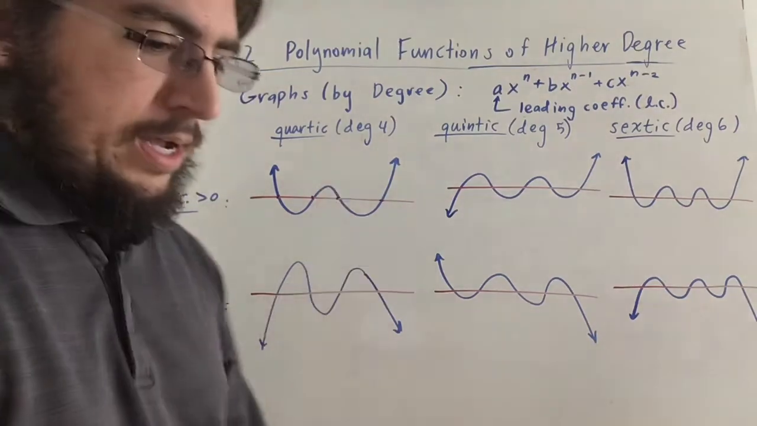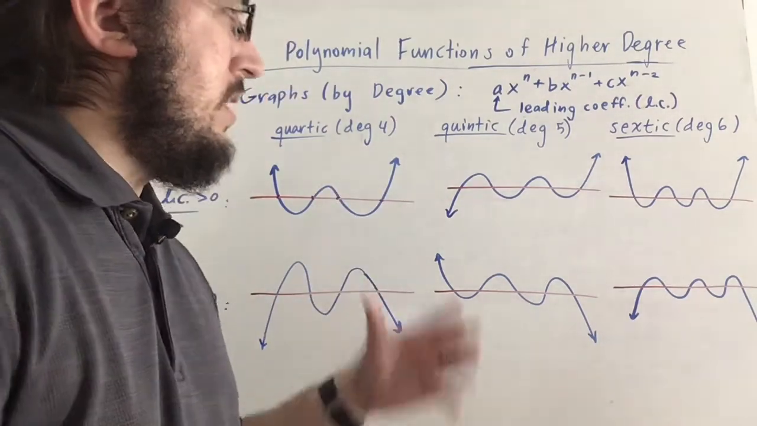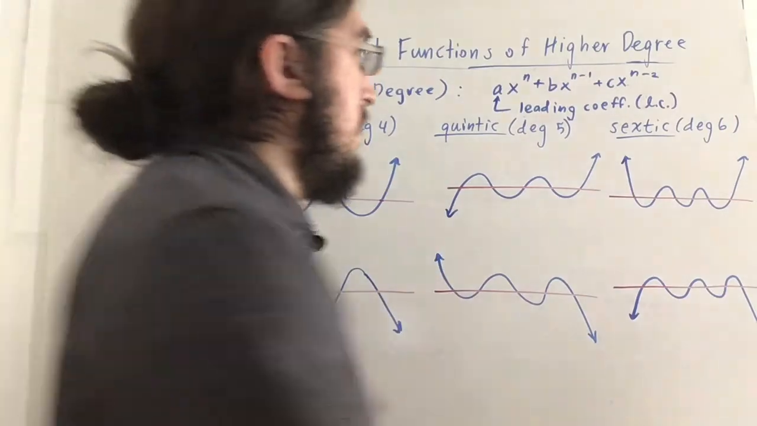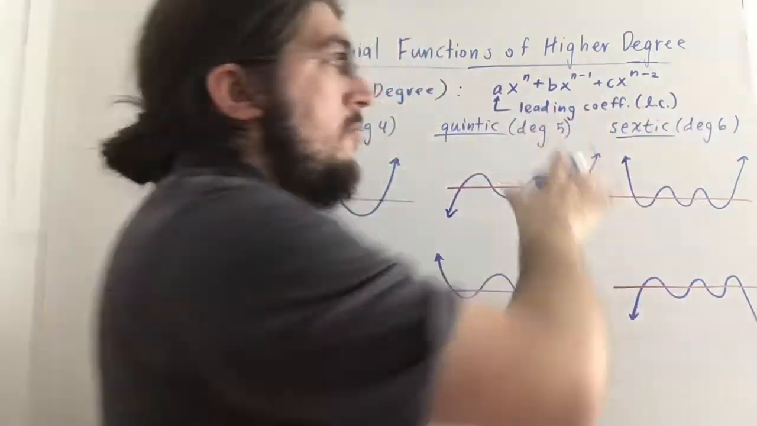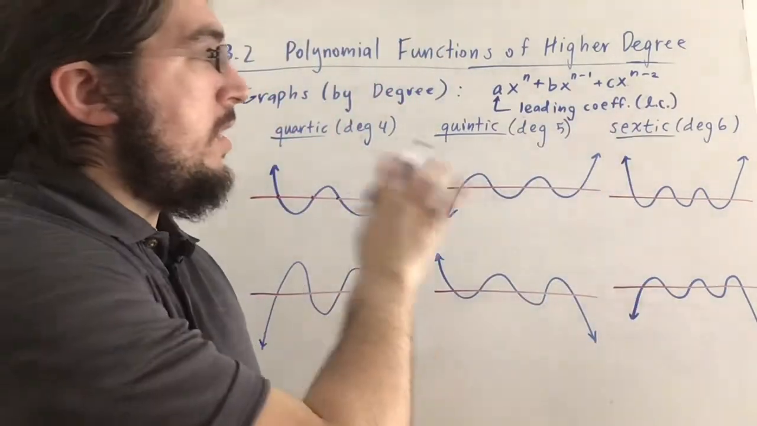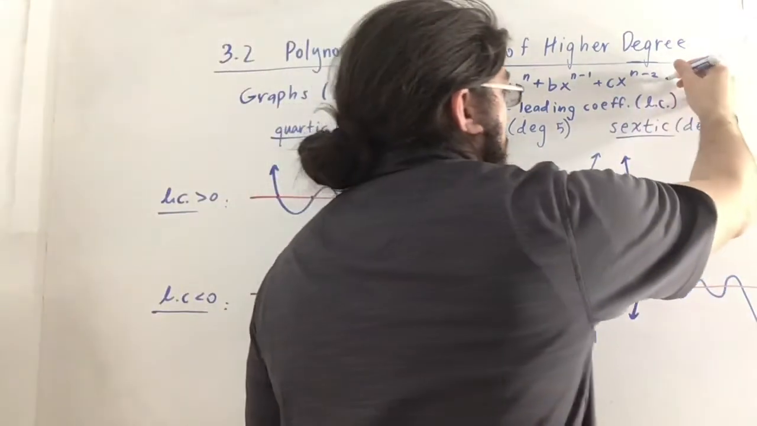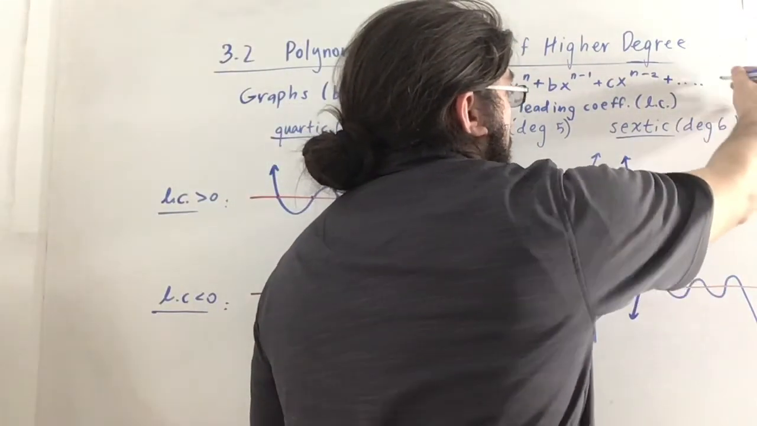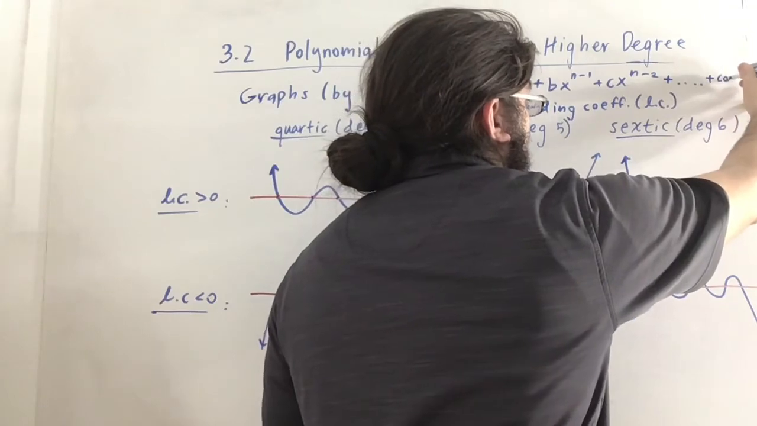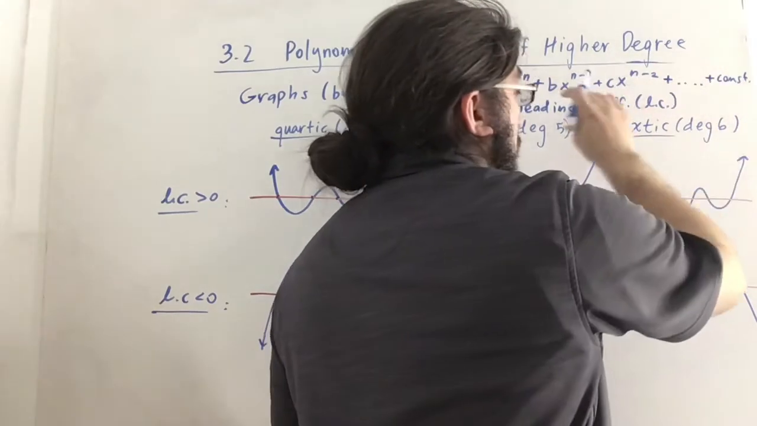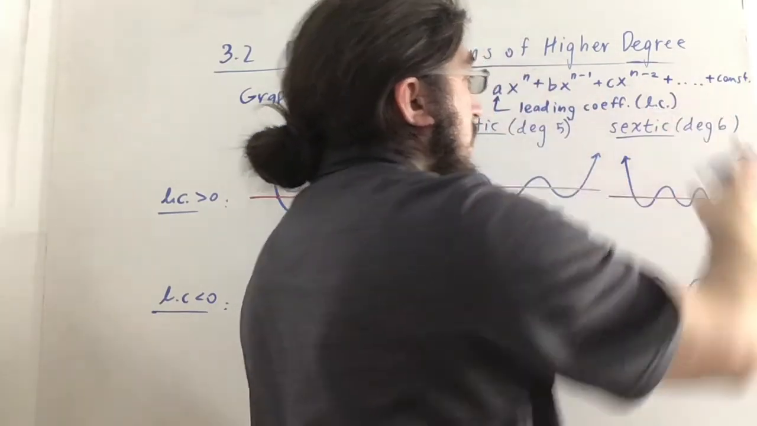Oh, by the way, I want to emphasize something that I didn't really say in the last screen that I should have. When I described this general polynomial here, I didn't say this, but it should go on and on and on. And the last term will be a constant. It'll have no x's. So the power of x in each term decreases to 0.